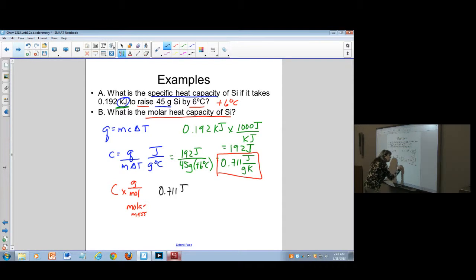So in this case, this is going to be 0.711 joules per gram per Kelvin, times, and then I look up the molar mass of silicon, and that's 28.09 grams for every mole of the silicon, which is what we're interested in. And this works out to be equal to 20.0 joules per mole times Kelvin, or degrees Celsius.